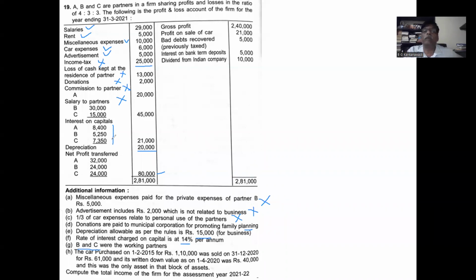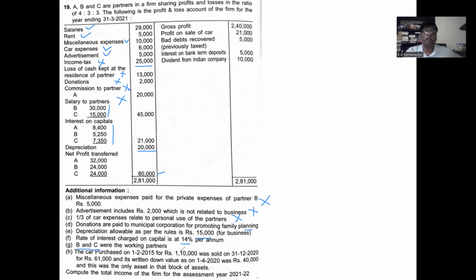So B and C payment: salary 45,000. Only one item, salary, is 45,000 paid. That salary of 45,000 is the only expense. Clear? That is considered for managerial working partner remuneration.